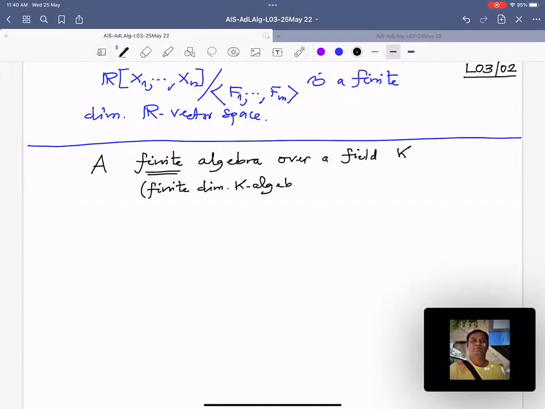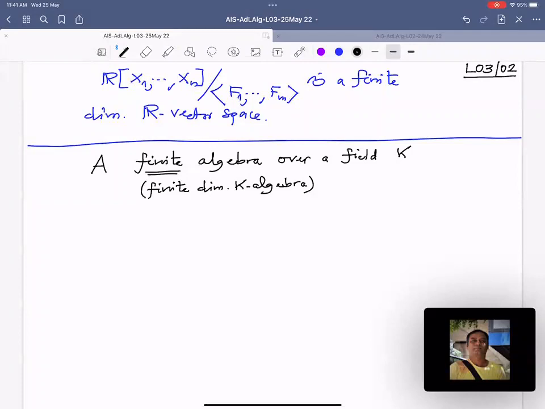This is standard terminology one uses in algebra. Finite algebra means finite dimensional algebra. Finite type means finitely generated K-algebra. And finite always implies finite type, but not the other way. Polynomial rings are finite type, but they are not finite dimensional. All right.